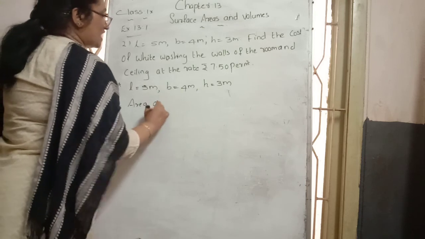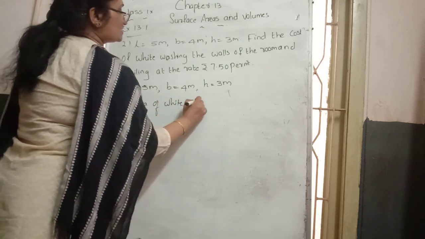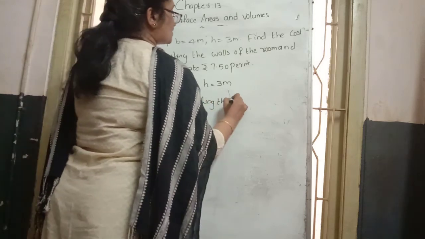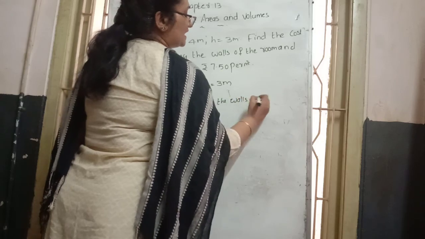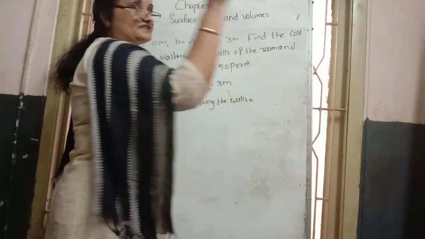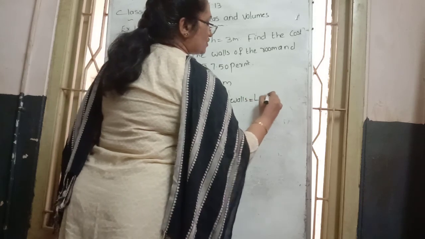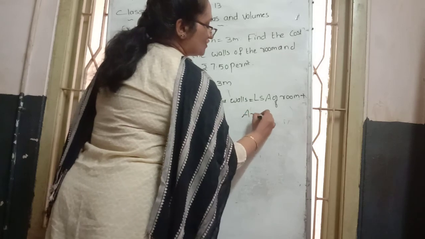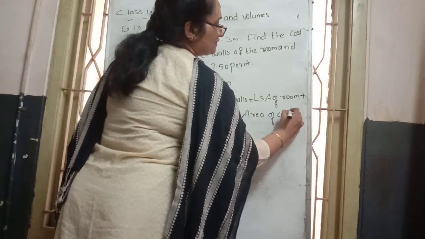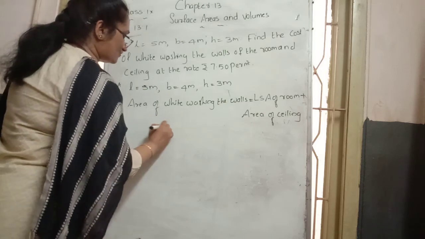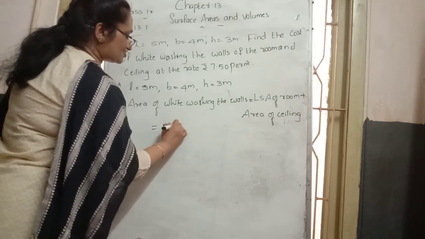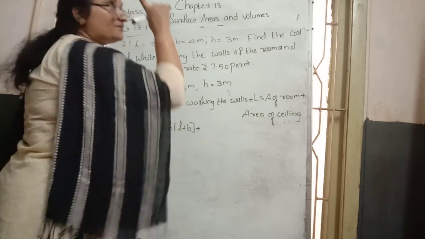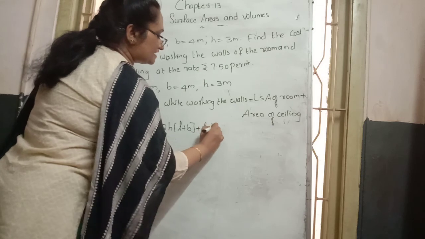So we can write it as: area of whitewashing the walls is equal to LSA, lateral surface area of this room. LSA of the room, that is 4 walls plus the area of the ceiling. The ceiling is in which shape? Rectangle shape. For the LSA of a room, what is the formula? 2h into (L plus B), plus the area of the ceiling, which is a rectangle. The area of a rectangle is length into breadth.